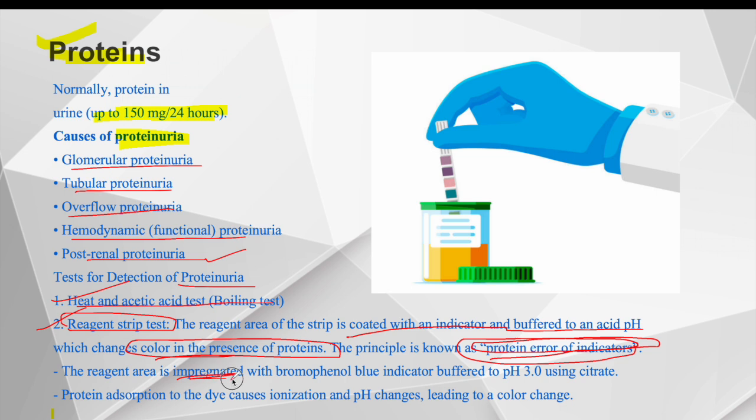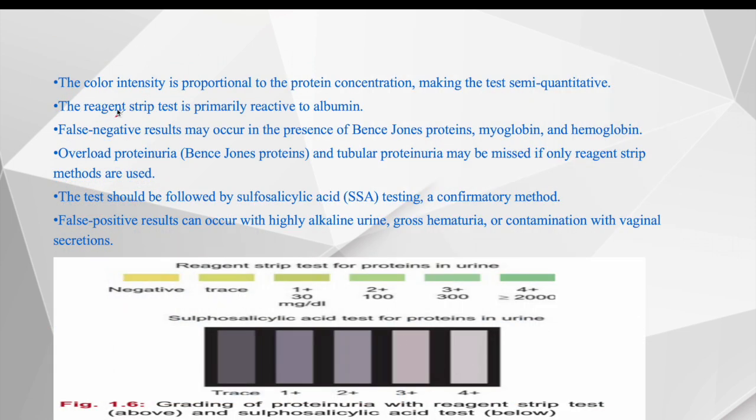Now, the reagent area is impregnated with bromophenol blue indicator buffered to a pH 3.0 using citrate. Then there is protein adsorption to the dye, causing ionization and pH changes, leading to a color change, which is measured by the machine. Now, this color intensity which is measured is proportional to the protein concentration, making the test semi-quantitative. Now, the reagent strip test is primarily reactive to albumin.